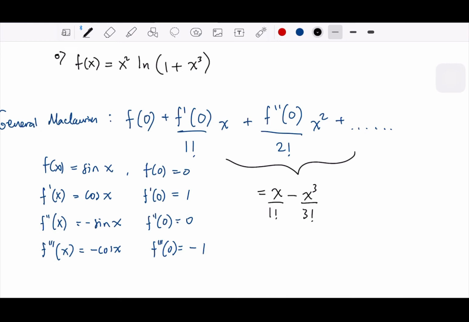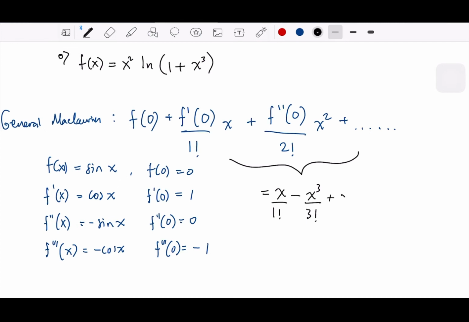Negative, 0, 1, 0, negative, 0, and then you can write down the pattern. So we will have the positive 5, and then negative 7, and let me just write dot dot dot like that. So we develop the sine x.